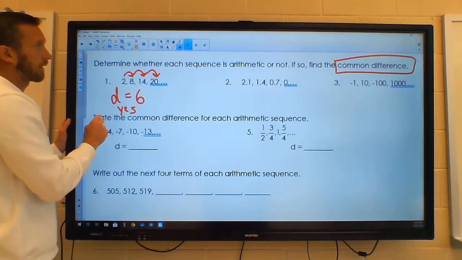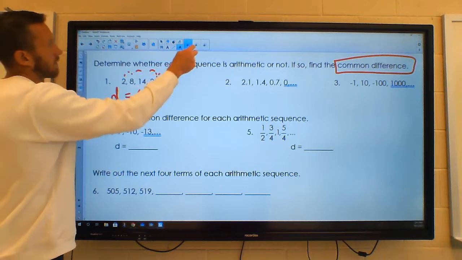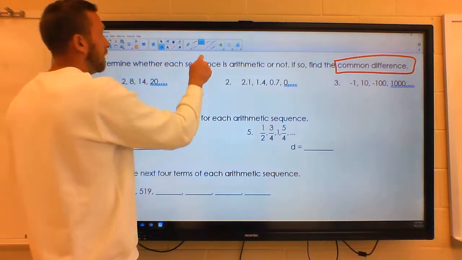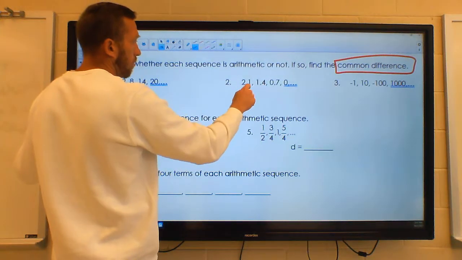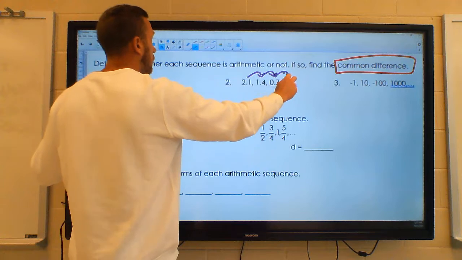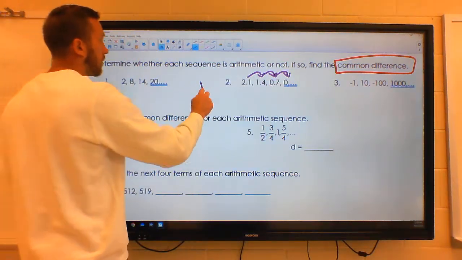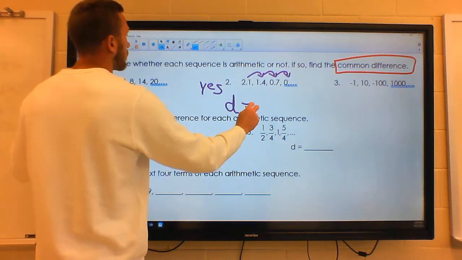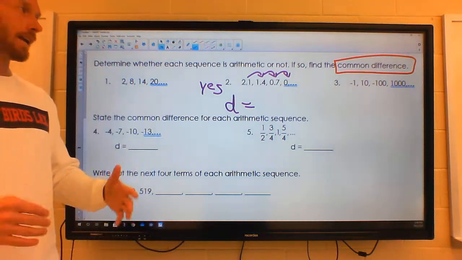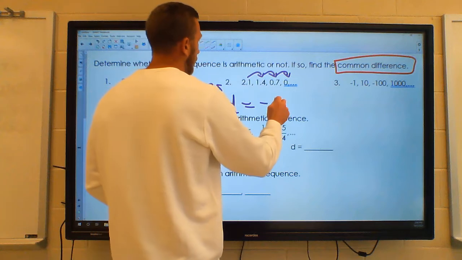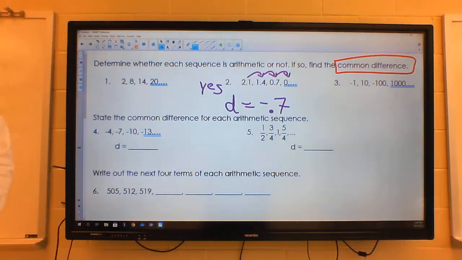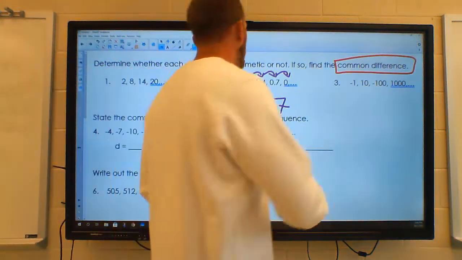This is arithmetic, okay? Question 2. From 2.1 to 1.4, so subtract 0.7. Subtract 0.7, subtract 0.7, yes. Also arithmetic because we have a common difference. We do not say subtract 0.7. We are saying we're adding a negative 0.7, okay? So our common difference is always what would we add to it. So that would be a negative 0.7 in this case.